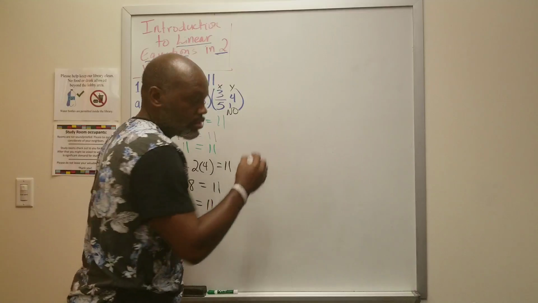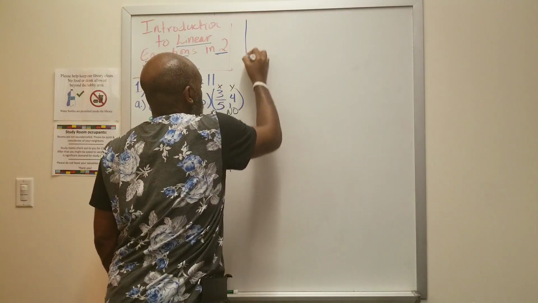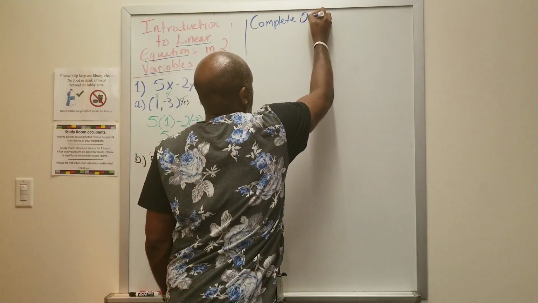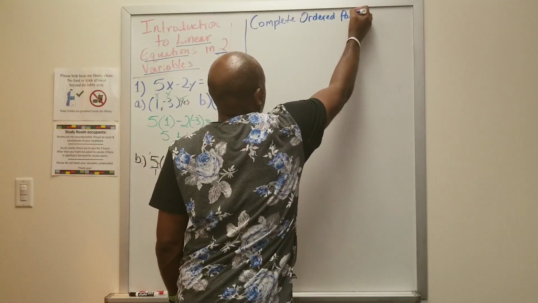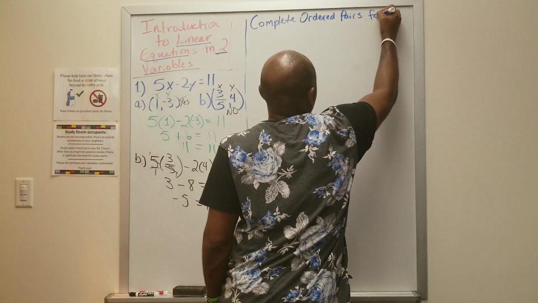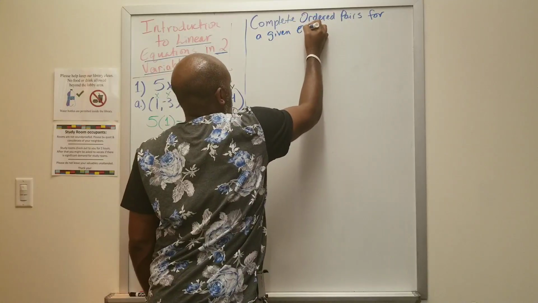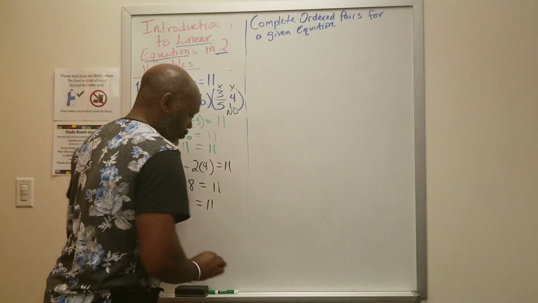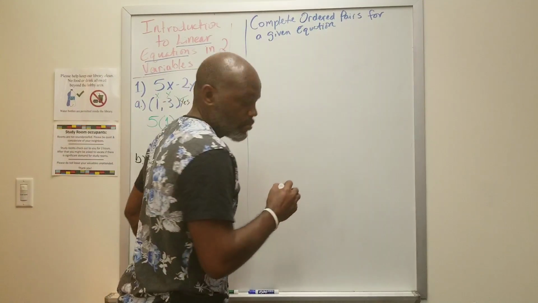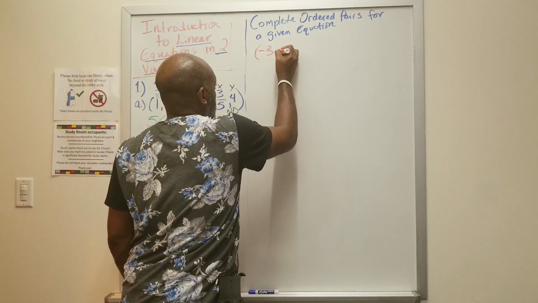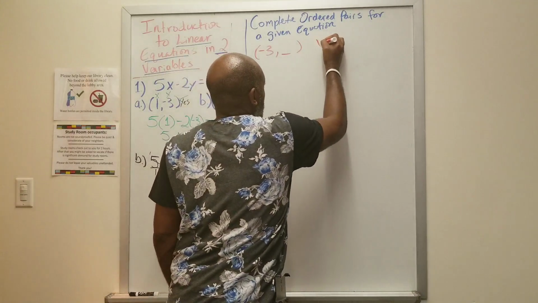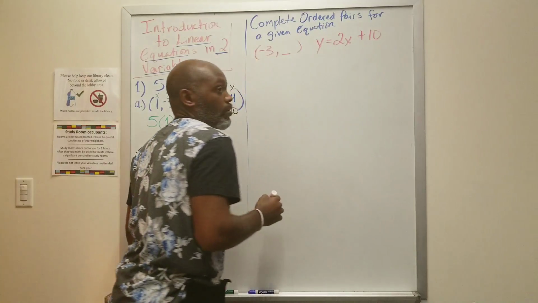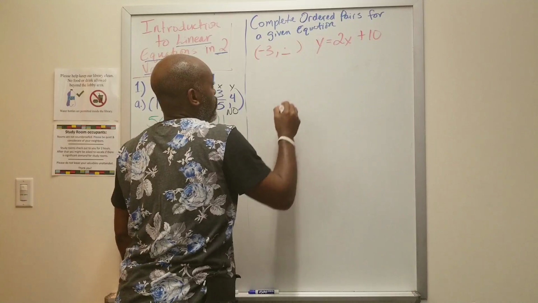Okay, so then we move into something called completing ordered pairs for a given equation. All right, so let's say that they have given us an actual equation. Let's say they give us an ordered pair, and the ordered pair has a negative 3 and then a blank. And you have y equals 2x plus 10. All right? So they want to know, what is this value of y?